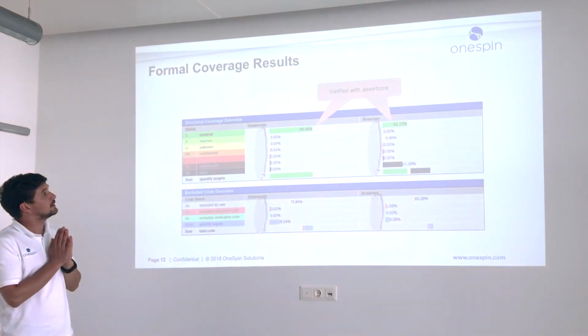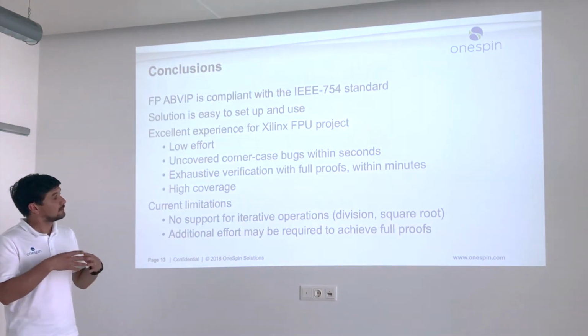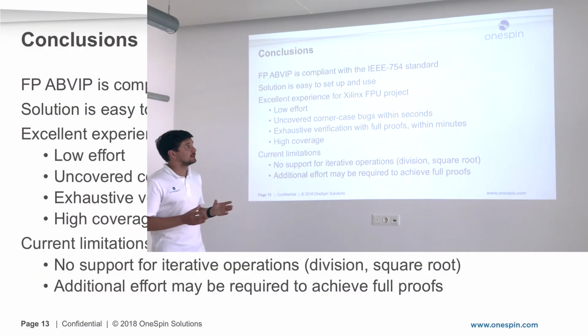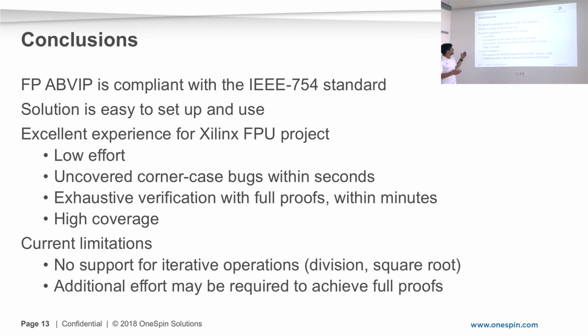In conclusion, the floating point assertion-based verification IP is compliant with the IEEE 754 standard. The solution is really easy to set up and use, and we are glad to help our customers. It showed an excellent experience for the Xilinx floating point unit project: low effort, uncovered corner case bugs within seconds, exhaustive verification with full proofs within minutes, so double precision taking minutes. It's quite exceptional. And we also got a high coverage on top of the assertions generated with the verification IP.